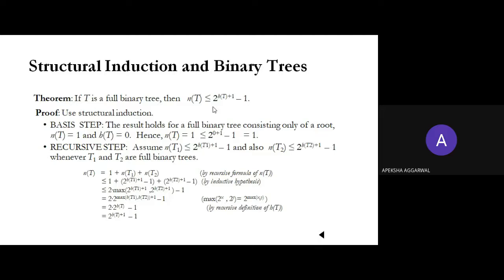2 to the power 2, that is 4 minus 1. Clear? This thing is clear? Now, recursive step. At the recursive step, we know that nt is equal to 1 plus nt1 plus nt2. The number of nodes in a tree would be the present node plus the number of nodes in the left subtree and the number of nodes in the right subtree, right?